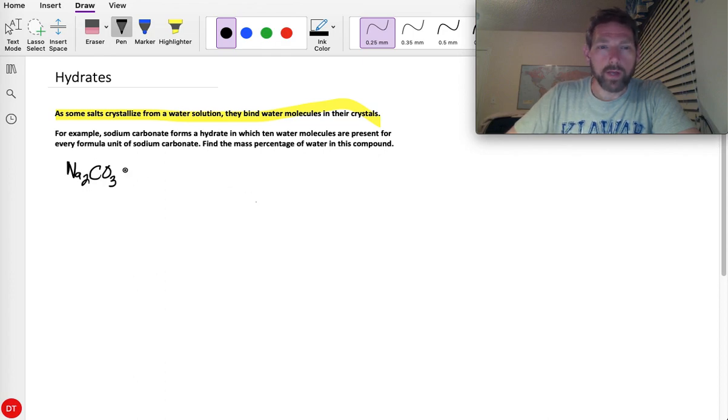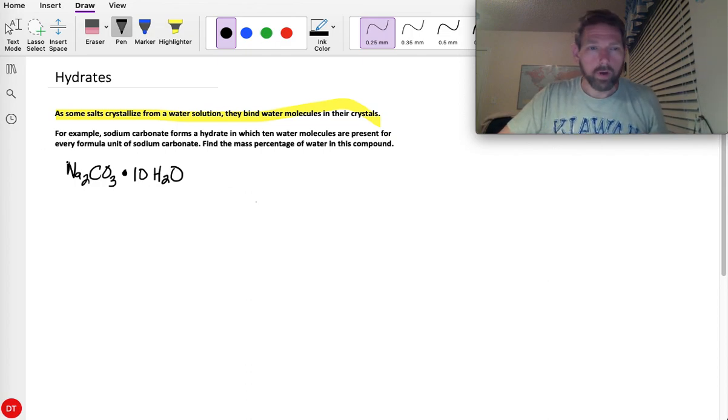And the way we write that is we write the ionic formula, we put a dot, and then we have 10 water molecules. And that would be how you would write the formula for this particular hydrate. You write the ionic substance part, you write that formula, you put a dot, and then you put how many moles of water you have. So according to this, there's 10 of these for every one of those. They are chemically bound and attached together. All right.